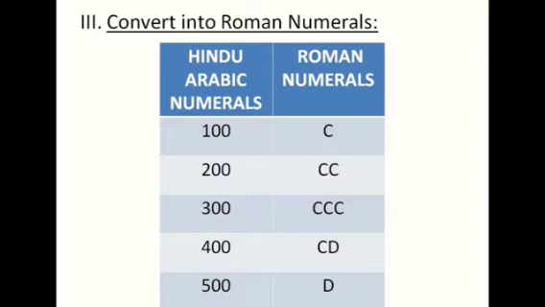300 means CCC. We can repeat Roman numerals 3 times maximum. So C will repeat, and that will represent the value for 300. Now 400, to find out the value of 400, we cannot repeat C 4 times. So we have to take the help of 500, and 500 minus 100 gives me 400. So if I write C on the left of D, then I can subtract. So it is CD, means 500 minus 100 gives you 400.